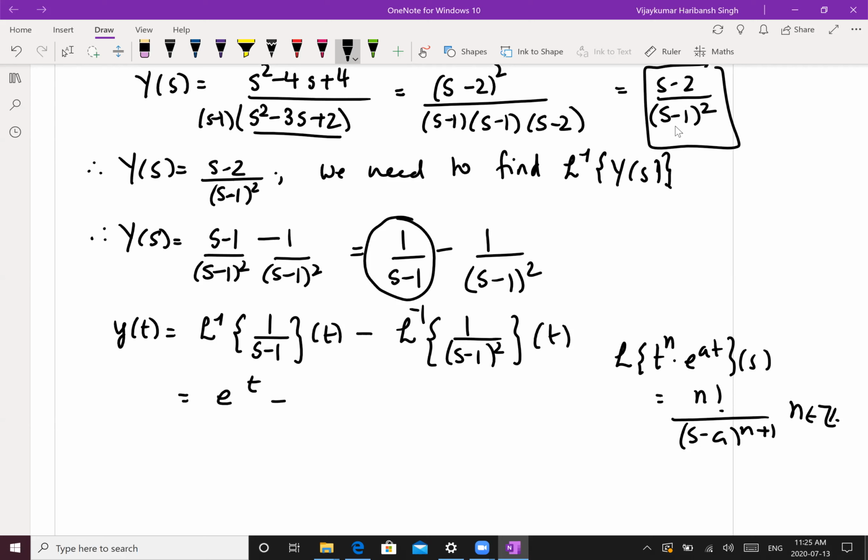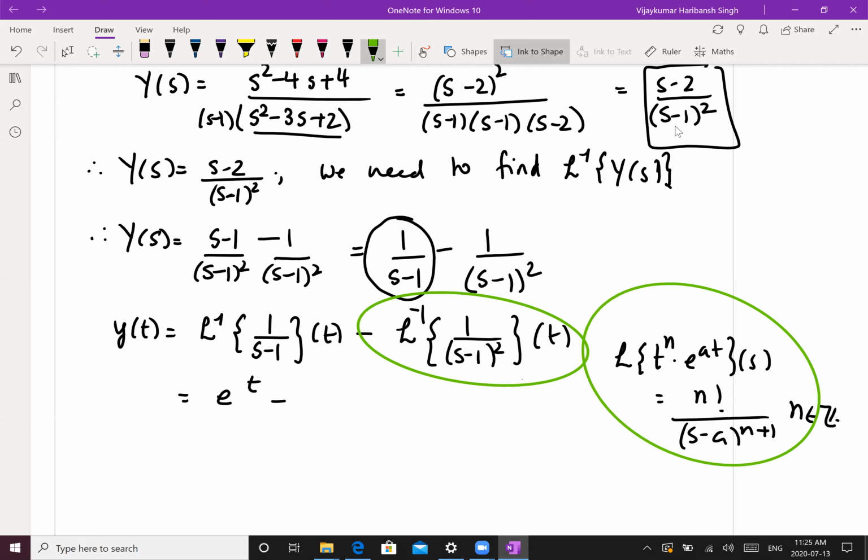So if you compare this with this part here, then you will see that this is going to be t to the power 1, right? Because 2 is 1 plus 1. So t to the power 1, e to the power t. So this is what the solution is for your problem.